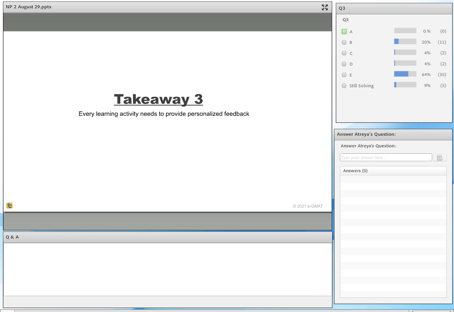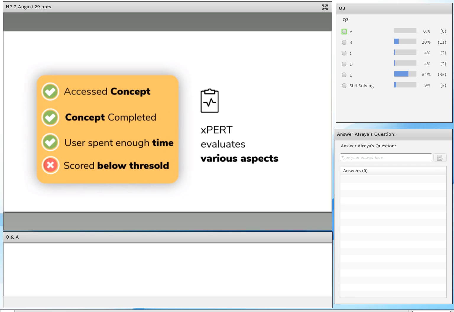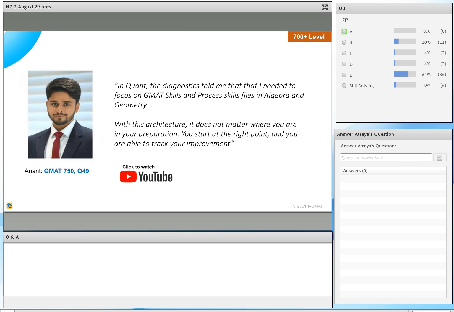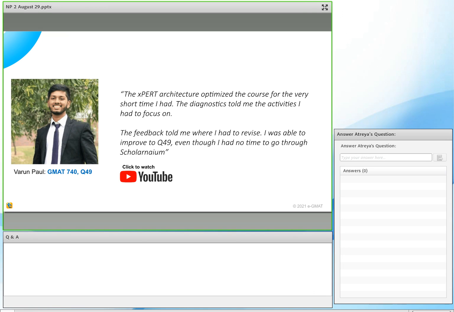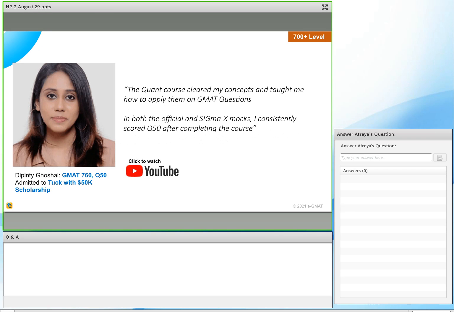So that's the third takeaway. Every learning activity needs to come with personalized feedback. If you do not have feedback, you are not very sure whether you are going in the right direction or not. The expert architecture tells you everything, whether you've learned perfectly, or you need to do selective revision, or you need to redo the course. All of this is already available in your course. And then we have testimonials for the same thing, and I'll share that with you so that you have a very clear understanding. But yes, this helps you understand how to go about the entire course in a much more effective manner than any other traditional course, right?